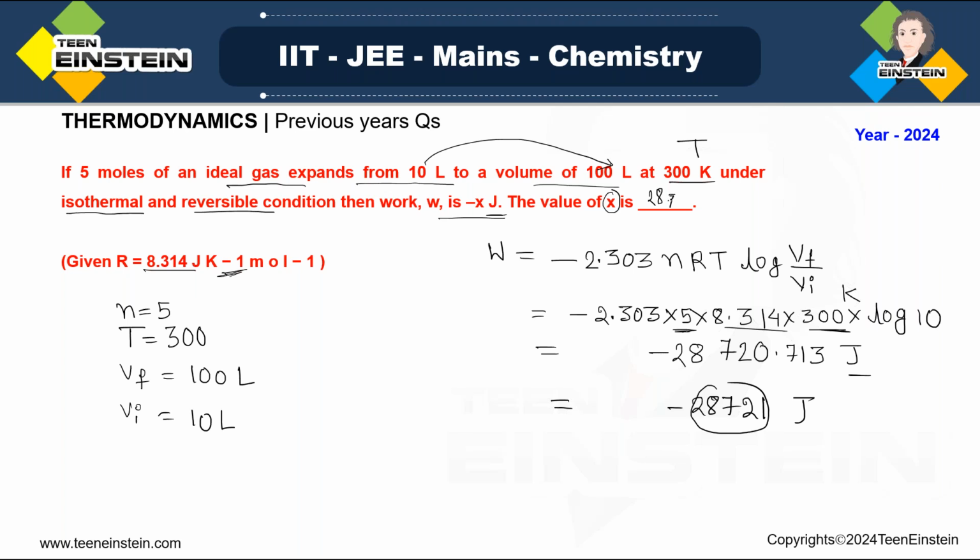We just need this value because we will put it in the fill in the gap. It will be 28,721, because it is just asking the value of x, not with the sign, because the answer is minus x, which is already given. So if you compare with minus x, x is basically 28,721 joule. So the first problem we have solved.